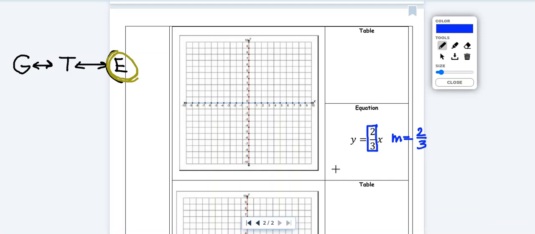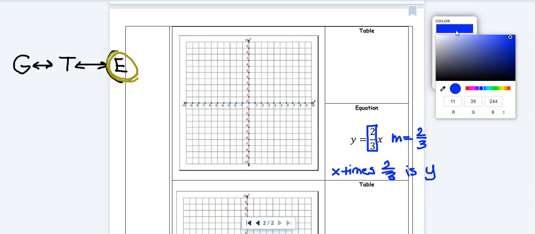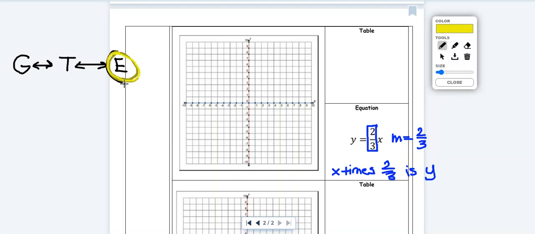Fractions. I know you don't like them. So we have x times 2/3 is y. That's how they're related. Whatever our x is, we multiply it by 2/3 to get y. So we started our equation and we're done with that. So now we're going to follow this along, and our next step is going to be to make a table.